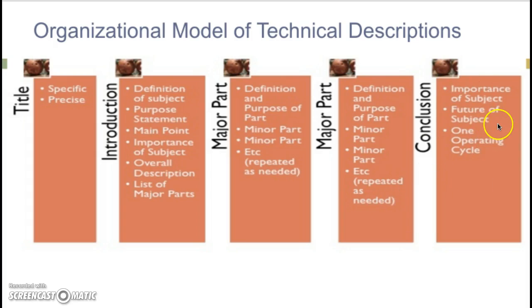Then finally, in the conclusion, you would again reiterate the importance of the subject, the future of the subject, and then one operating cycle of the subject. Okay, let's look at some examples for each one of the different moves in the sections.